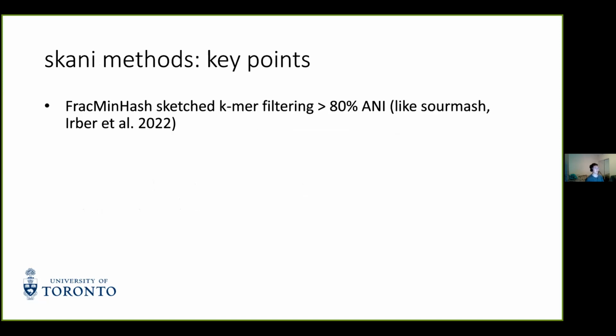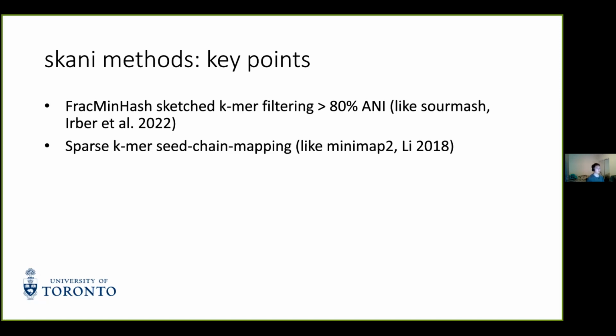The key points of skani are, firstly, we use a FracMinHash sketched k-mer filtering algorithm. Really, this is very similar to something like Sourmash, but unlike Sourmash, where you actually compute a final result with it, we only use it as a filter to filter out genomes that are too distant. Once we have filtered out genomes that are too distant, we apply sparse k-mer chaining mapping.